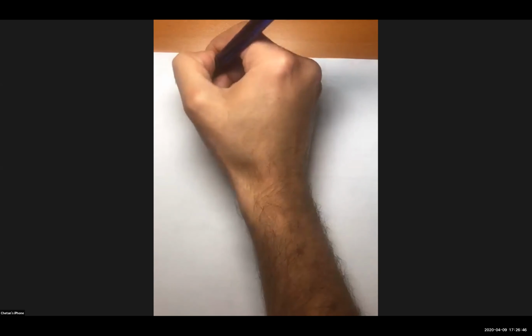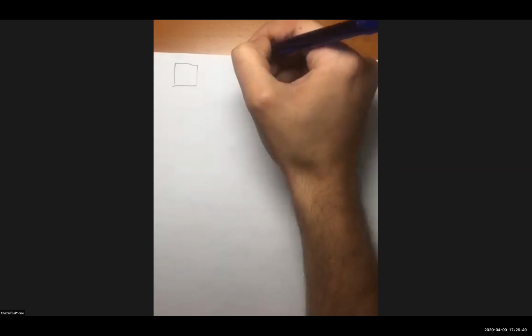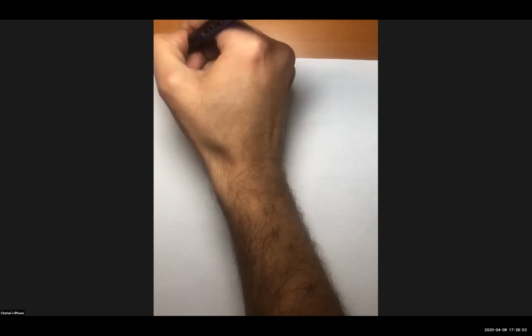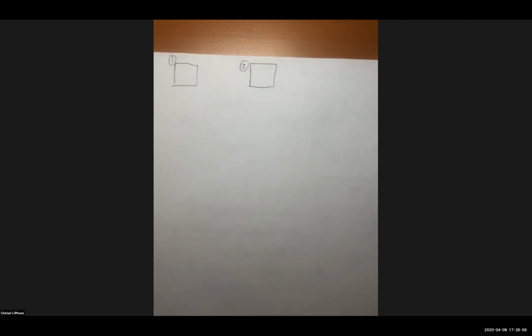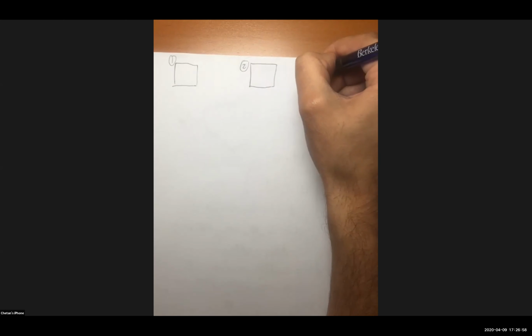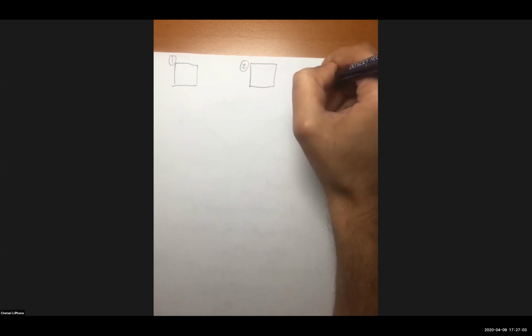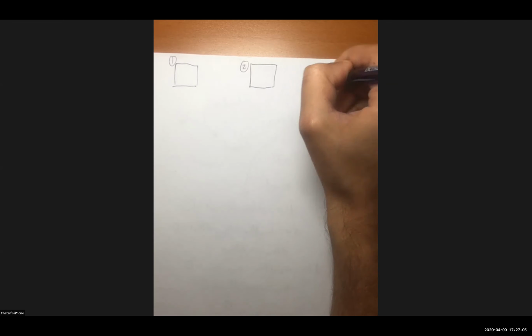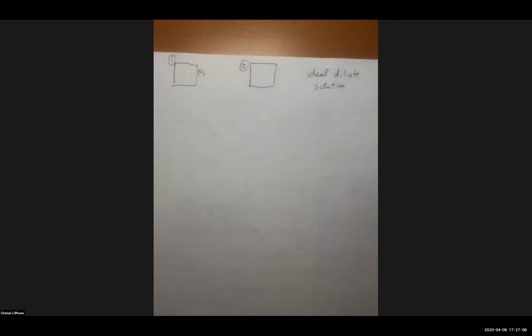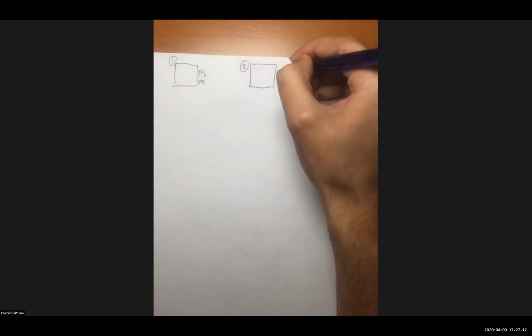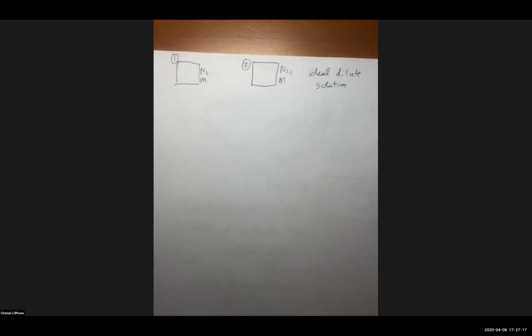So let's take two separate regions. Oh, can you see that? Okay. Sorry, my camera is really laggy for some reason today. So let's just call this region 1, region 2. And this is going to be an ideal dilute solution. In region 1, we have N1 number of molecules with M boxes. And then region 2, same thing, except N2 number of molecules, M boxes.